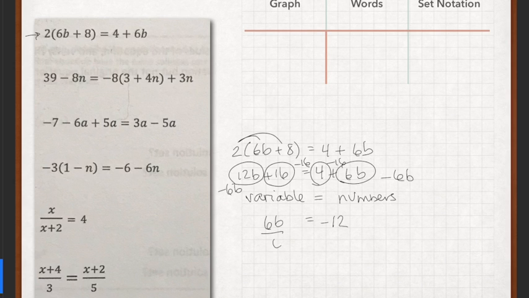Now I want to go ahead and solve this equation so I can get the solution set. So after we solve it, we want to go ahead and express the solution set, which in this case is -2. That means that -2 is the only possible value that you can substitute this variable b for and still make the equation true.